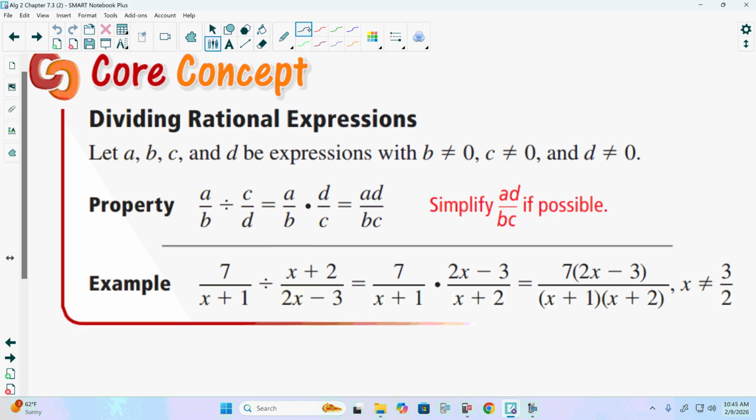So, what we're doing today, 7-3-2, is we're dividing two rational expressions. And when we divide rational expressions, we're going to use this property here. We're going to keep the first one the same. We're going to change it from division to multiplication and flip the second. So really, the only difference between division and multiplication is the first main step.